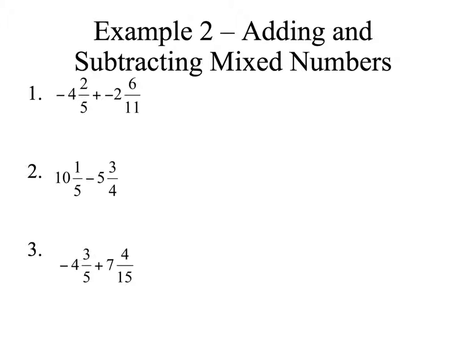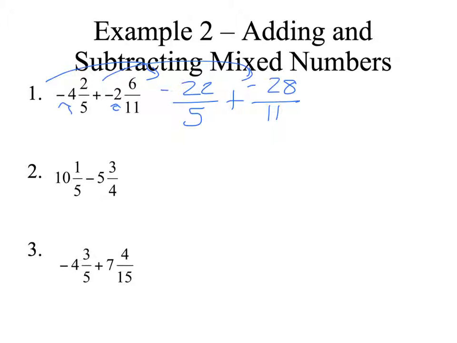So I'm going to start and I'm going to do 5 times negative 4. Or 5 times 4, forget about the negative right now, 5 times 4 and add 2. It's going to give me 22 over 5. Now I will bring that negative over. Don't bring it over when you're actually multiplying. So 11 times 2 is 22, plus 6 is 28 over 11. Now I bring that negative over.